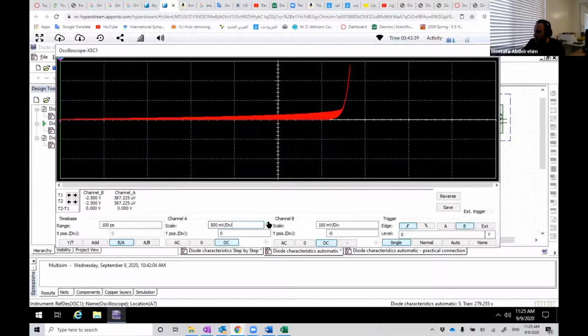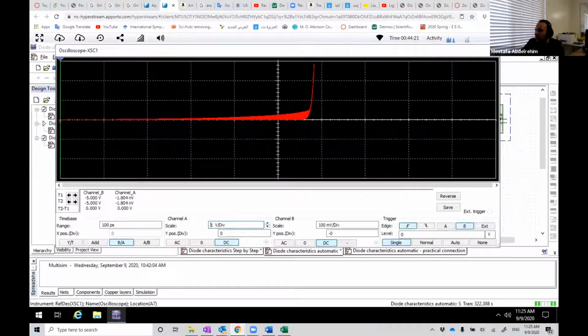If we set this to 1, each tick here is 0.2 volt, because this is 1 volt per division. So 0.2, 0.4, 0.6, this is 0.8, and all the drawing is around 0.6 and 0.8, as we saw in the step-by-step, or point-by-point, measurement. The voltage was around 0.7 volt, so that's correct, and it should be because this is the same diode. We didn't change the diode.